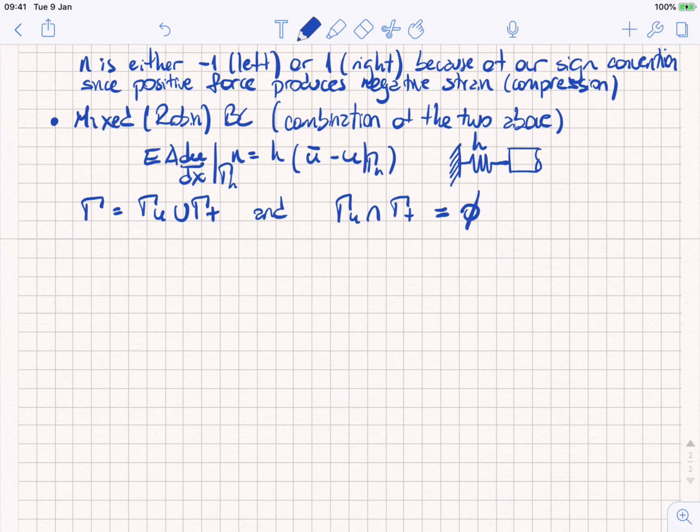So you cannot basically apply both. Now, since we have two ends, we can basically pick. At one end, we can pick Dirichlet, Neumann, or convective type of boundary condition, mixed. And the same for the other end.